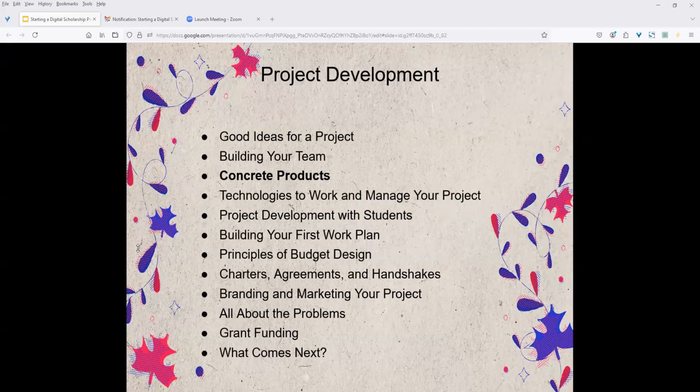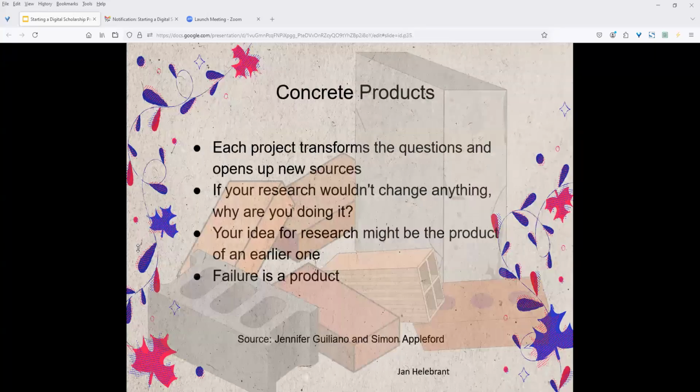So the next step is, what concrete products do you want to come out of your major project? Each project transforms the questions and opens up new sources. So if your research wouldn't change anything, why are you doing it? Your idea for research might be the product of an earlier project, building from that. And never forget that working in these areas, failure is a product. There's nothing wrong with it.